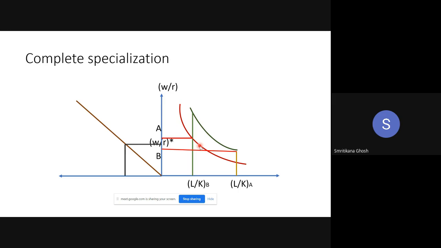So what is the basic condition behind complete specialization? There will be no overlapping zone. If there is no overlapping zone and W by R star is within that range where there is no overlapping zone, then only you will have complete specialization. Any questions from this diagram?